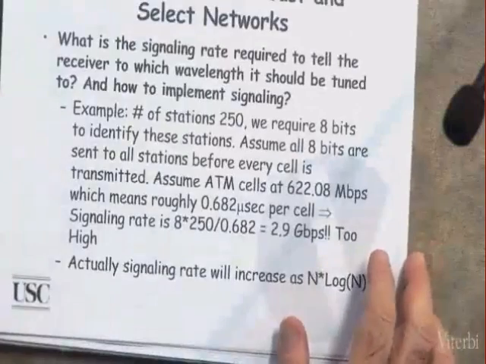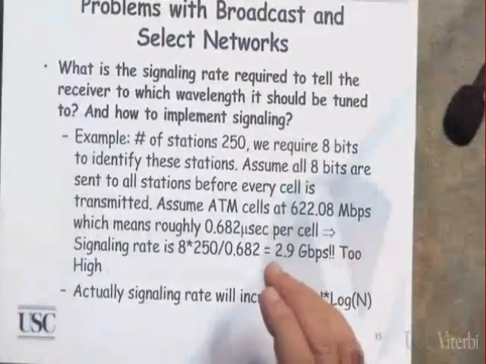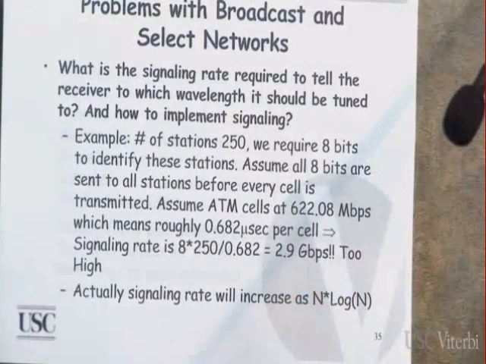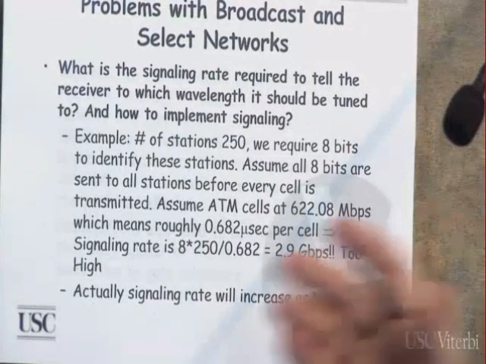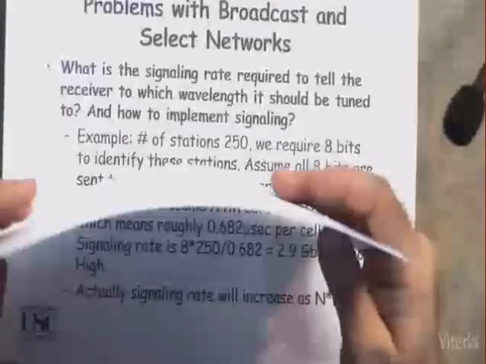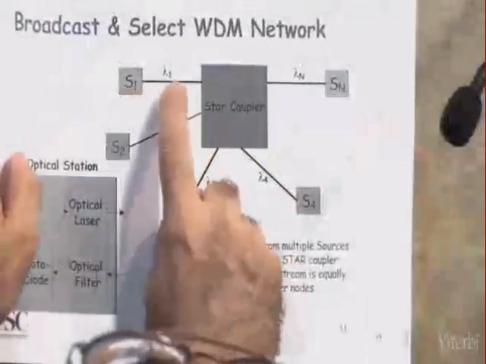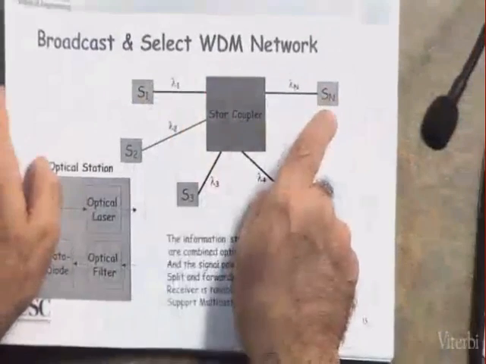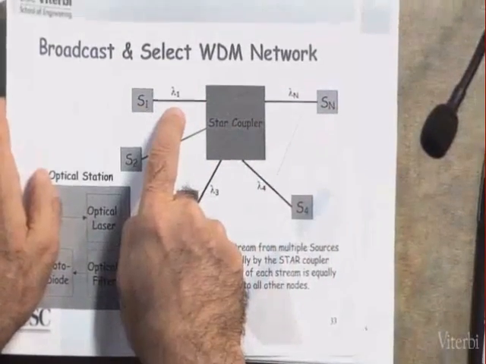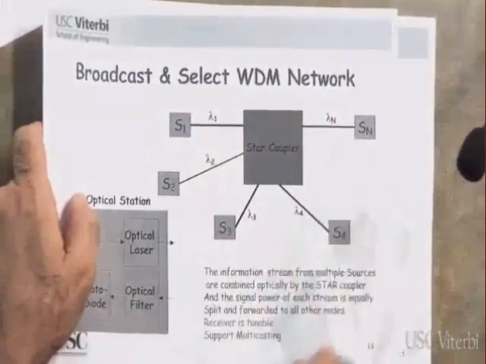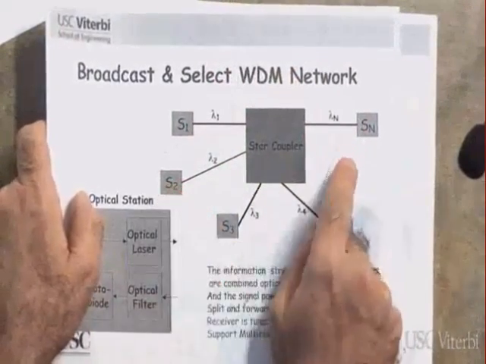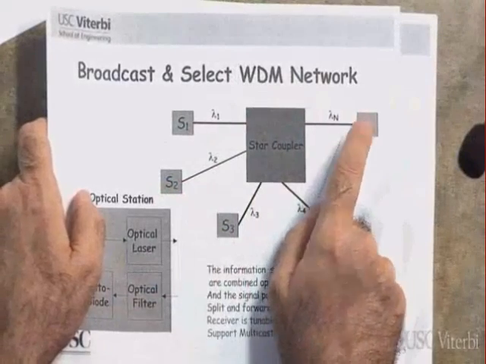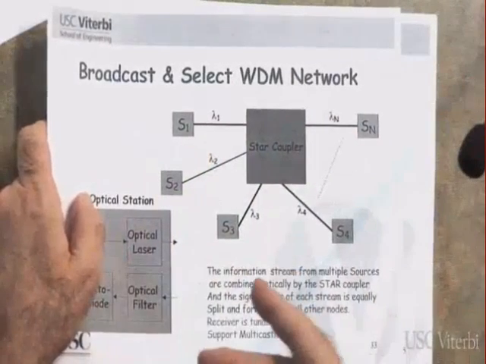Thank you. Now, what is another problem? How does the receiver know to which wavelength it is supposed to tune to? How does he know? In other words, listen to the question first. This one is transmitting information to this one on which wavelength? Lambda 1. But how does this one know that this one is transmitting to it? How does SN know that S1 is sending something to it?